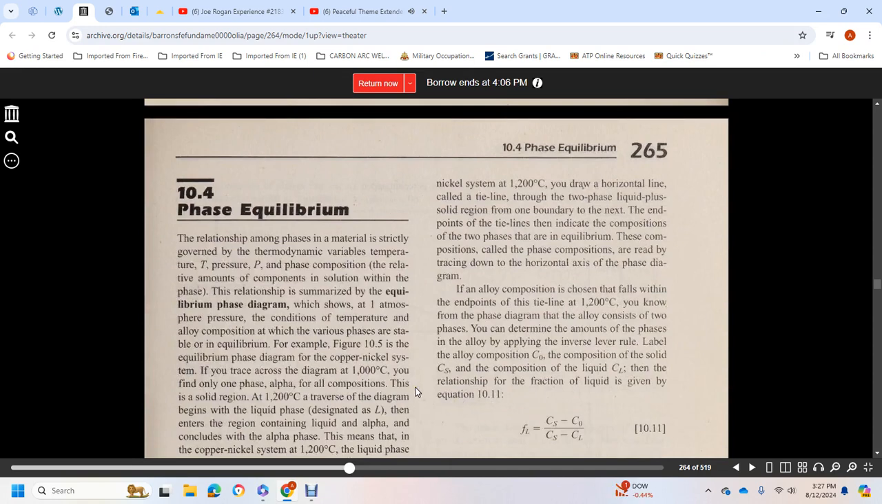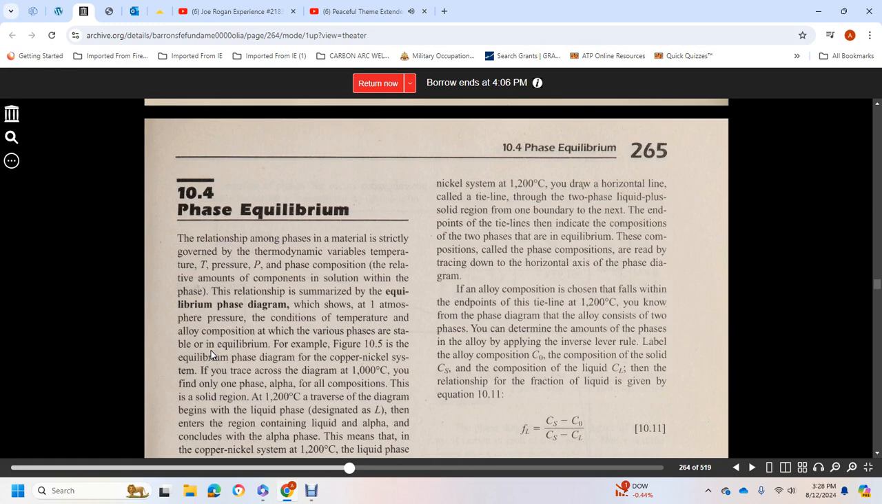10.4 Phase equilibrium. The relationship among the phases of a material is strictly governed by thermodynamic variables: temperature T, pressure P, and the phase composition relative to the amounts of components in solution. The relationship is summarized in the equilibrium phase diagram, shown here at 1 atmosphere pressure, with the addition of temperature and alloy composition for the various phases.